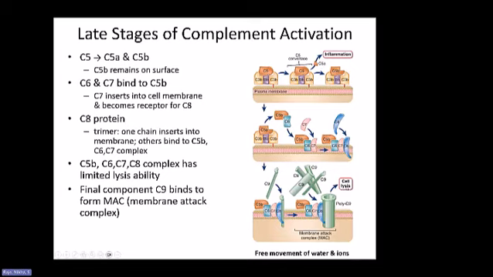Once that happens, basically the final component, which is C9, comes in and gets inserted into that complex. Multiple molecules of C9, or poly C9, come and attach to form that hole in the cell. That's your membrane attack complex, including C5b, C6, C7, C8, and C9.